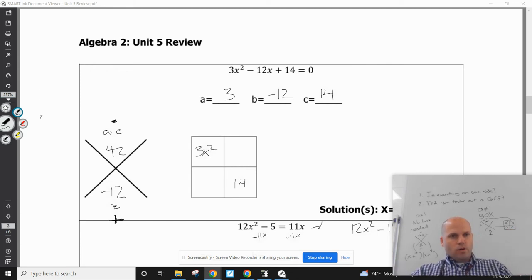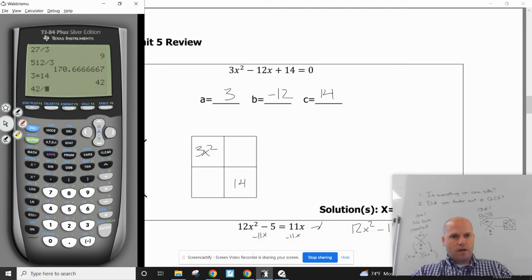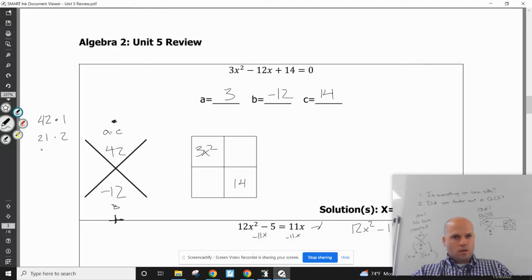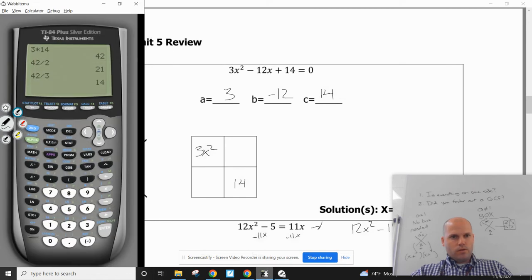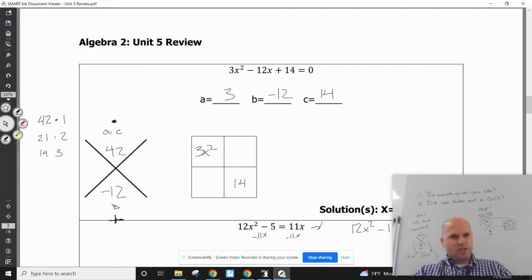All right, 42. What are some options to create 42 in terms of products? 42 and 1, 21 and 2. I'm just going to use my calculator and start dividing. 42 divided by 2. Okay, 42 divided by 3. All right, 14 and 3. 42 divided by 4. Nope. I know it doesn't divide by 5, but it does divide by 6. So 7 and 6.